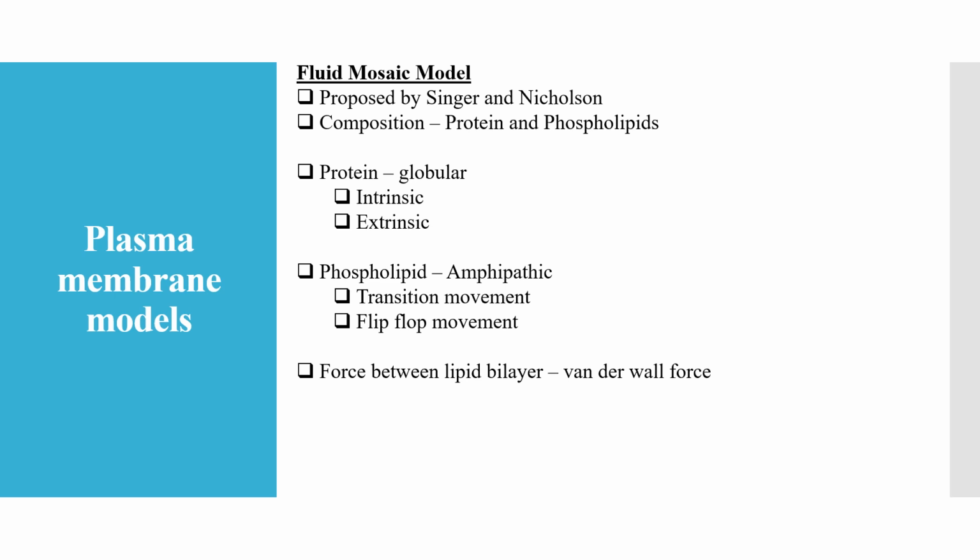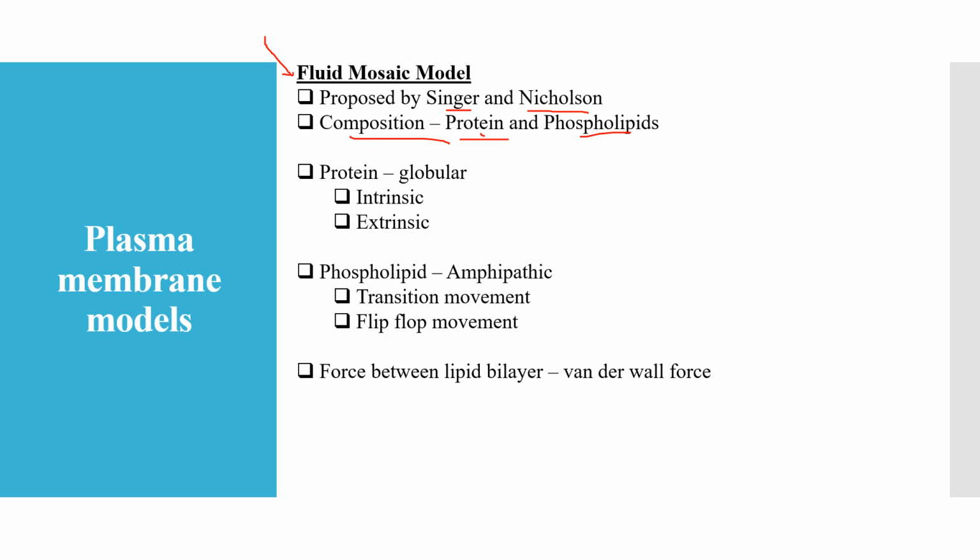Now we are going to start with the fluid mosaic model. The fluid mosaic model was proposed by Singer and Nicolson. They were the two scientists who proposed it. The composition is protein and phospholipid, meaning the plasma membrane is made up of protein and phospholipid.